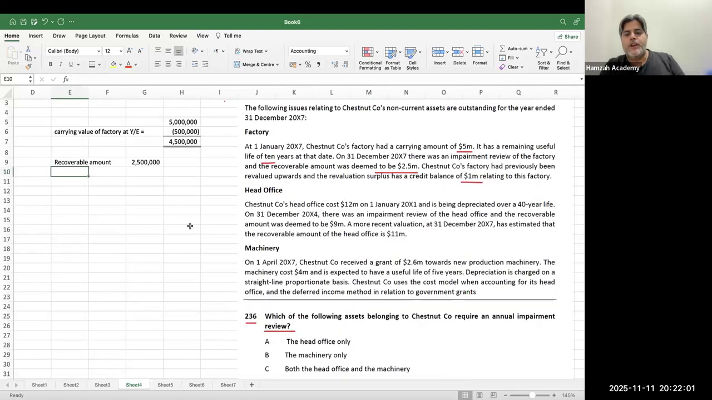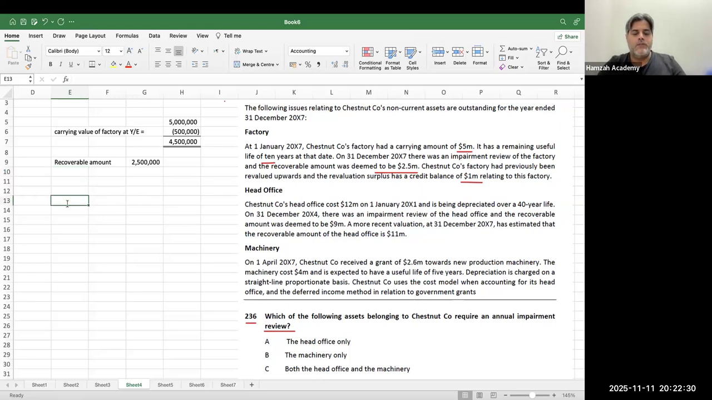Head office. Chestnut head office cost 12 million on 1st January 20x1 and is being depreciated over a 40-year life. On 31st December, there was an impairment review. A most recent valuation on 31st December had estimated that the recoverable amount of the head office is 11 million. So at 31st December, the recoverable amount is 11 million. The cost is 12 million.